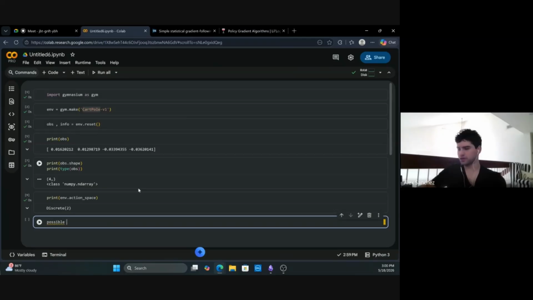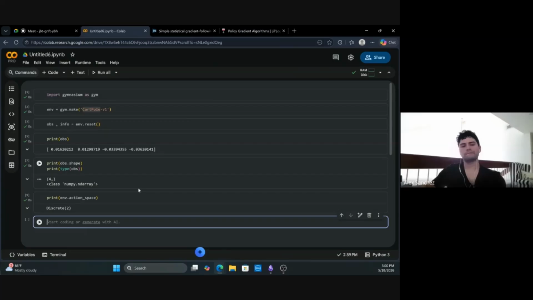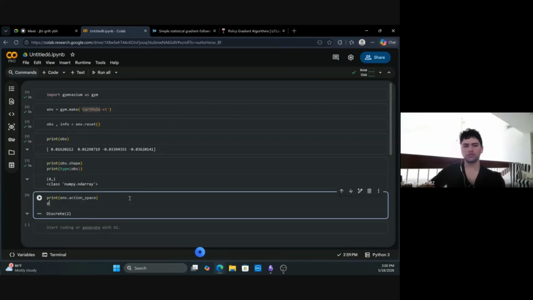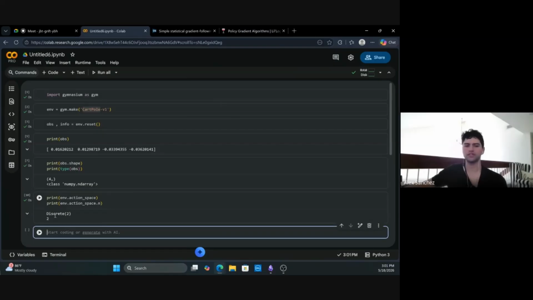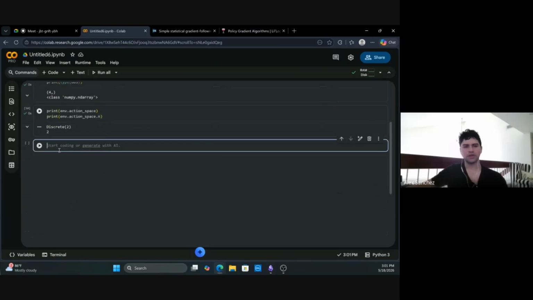I'm going to copy this over, but let's actually verify this. Let's see our possible actions. Let's also understand the API for this. There is the action space. If we put .n at the end, this gives us just the number, not an object like this.